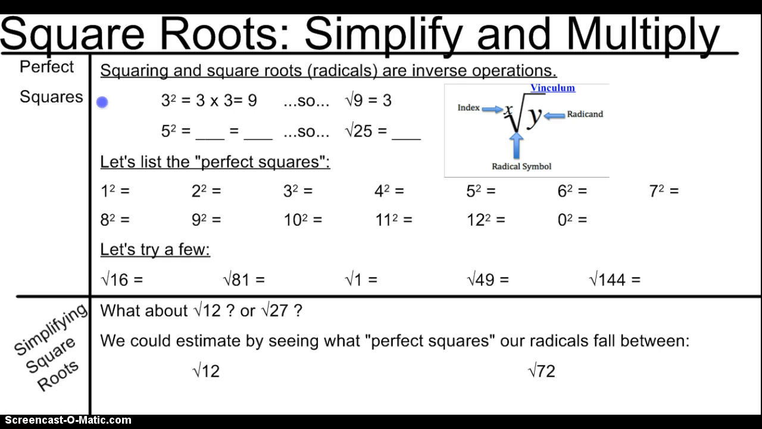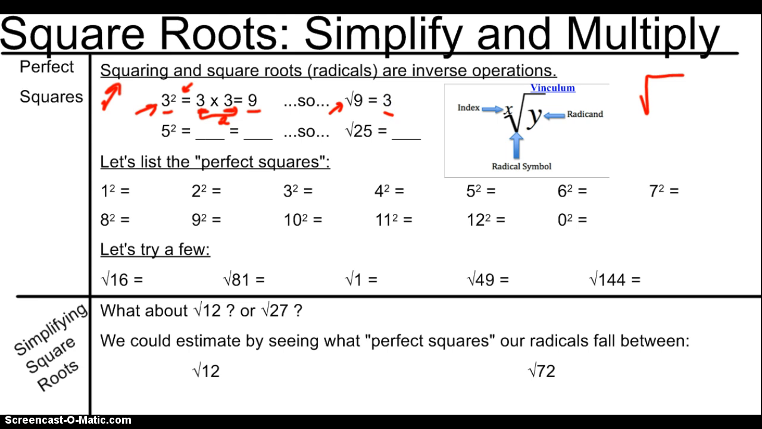So, squaring, raising a number to an exponent of 2, and square roots, one of these things, also called radicals, are inverse operations. That means that 3 squared is 3 times 3. Remember the exponent, the 2, we call that a square, tells us how many times we should multiply that 3. Since this is a 2, that's 3 times 3, or 2 sets of 3's, equals 9. And so the square root of 9, kind of inverse operation going backwards, is 3.